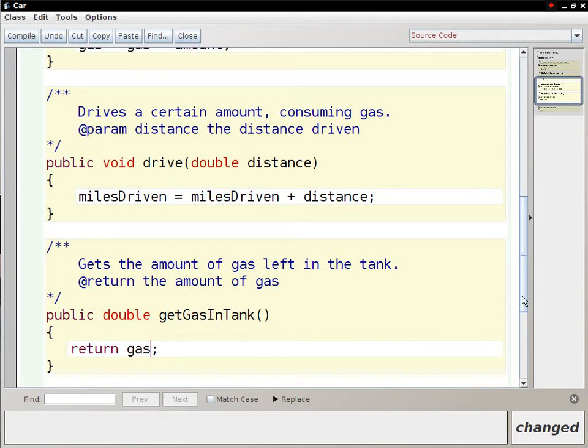I saw one group where inside the gas in tank method, they did some kind of a computation. And they tried to figure out how much was driven and all of that. And then they tried to subtract some volume on the fly inside get gas in tank. And that's actually never a good idea. The reason is this is an accessor method. You just use it to measure how much gas is in the tank currently. And an accessor method like that should never change the object. It shouldn't cost you any gas to look up how much gas you have.